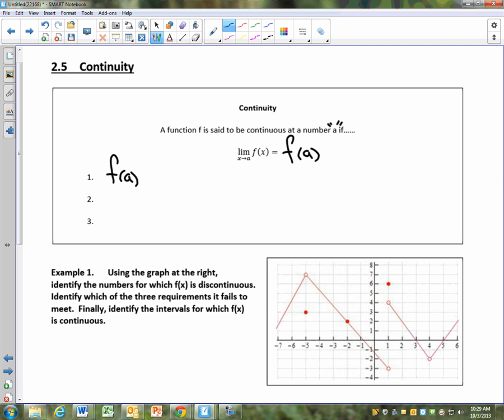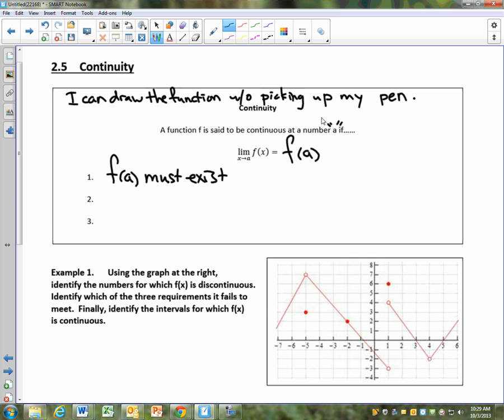f of a must exist. The shorthand definition for continuity is this: I can draw the function without picking up my pen. You know, mathematics hates those types of things. It's like, well, that's not a definition.